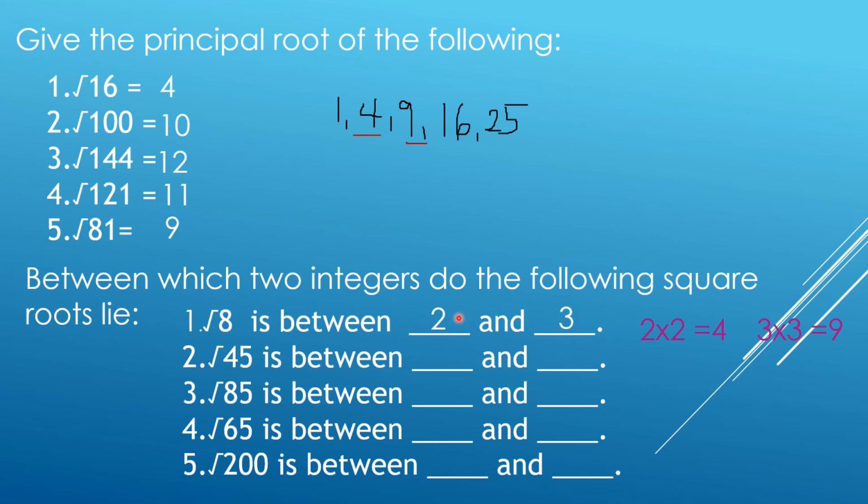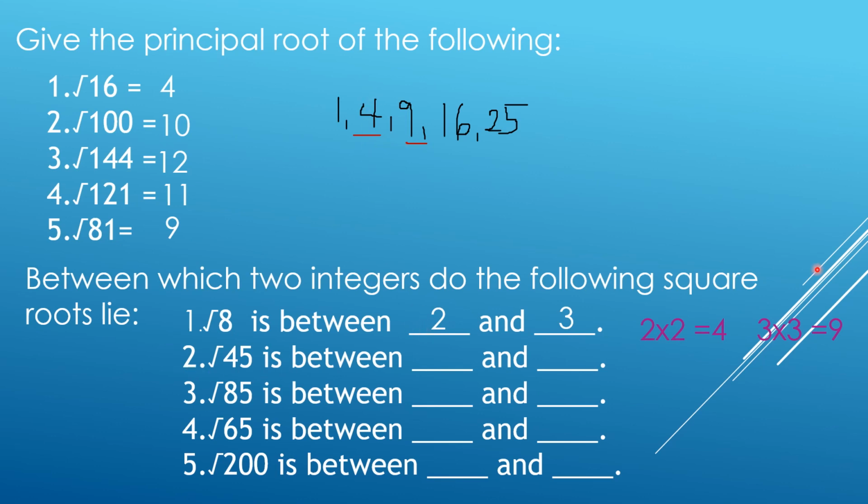Okay, ang isasagot nyo ay 2 and 3, hindi yung 4 and 9. Kasi, ibig sabihin nun, ano yung square root ng 4? That is 2. Ano yung square root ng 9? That is 3. So, alamin nyo muna kung ano yung perfect squares na makikita before and after. And then, kunin nyo yung square root.